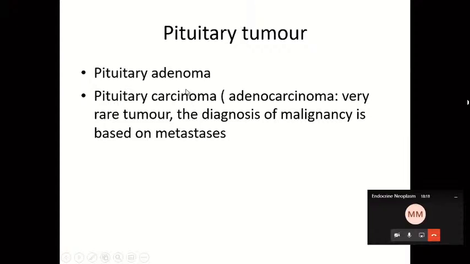Okay, so usually carcinoma is a very rare tumor, and the difference between pituitary adenoma and carcinoma is based only on metastasis. I mean, the histological features and the clinical features are the same, but the difference is only the metastasis. Okay, adenoma doesn't metastasize, but carcinoma metastasizes. You still remember the difference between benign and malignant? Do you still remember, or have you already forgotten?